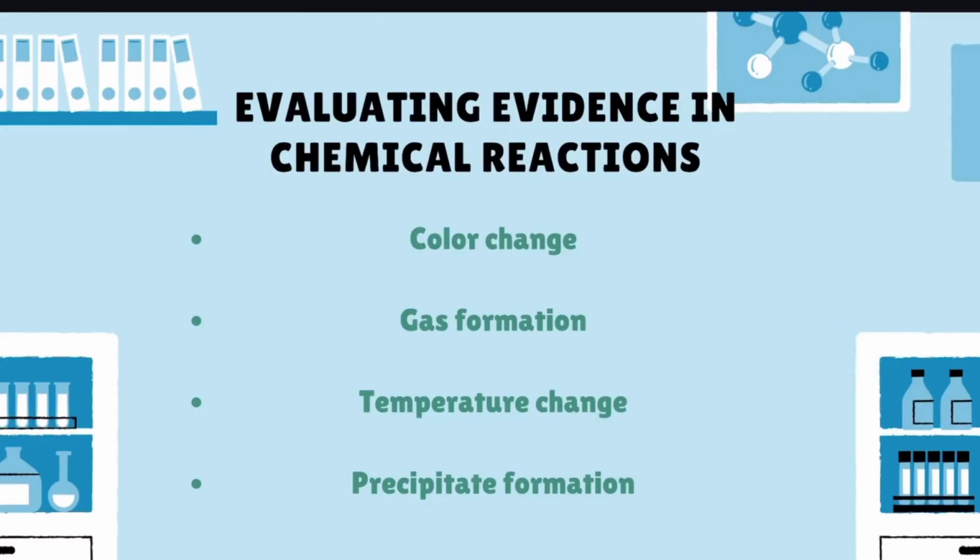Chemists evaluate evidence such as color changes, gas production, or temperature changes to determine whether a chemical reaction has occurred. These observations support conclusions about reaction type and energy change.